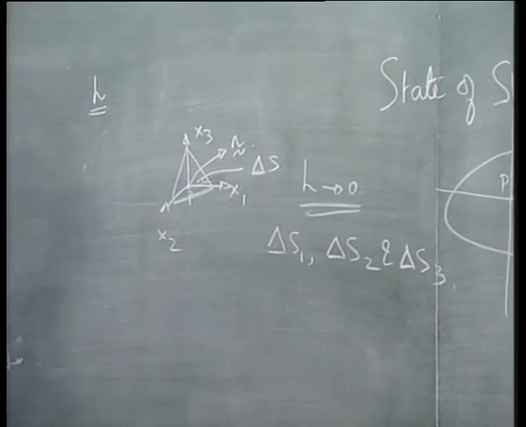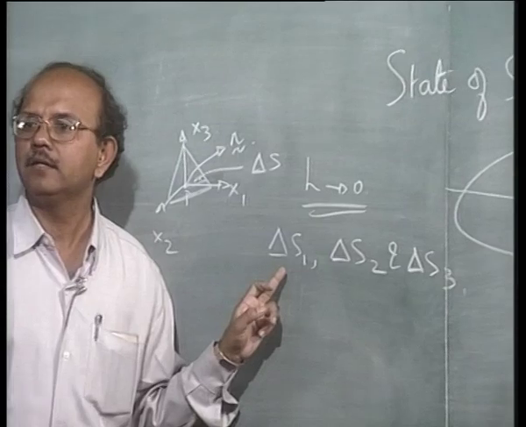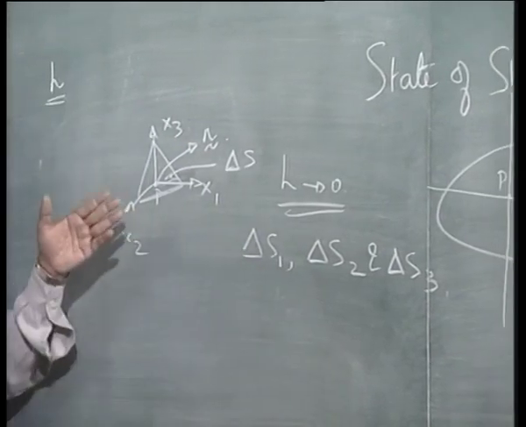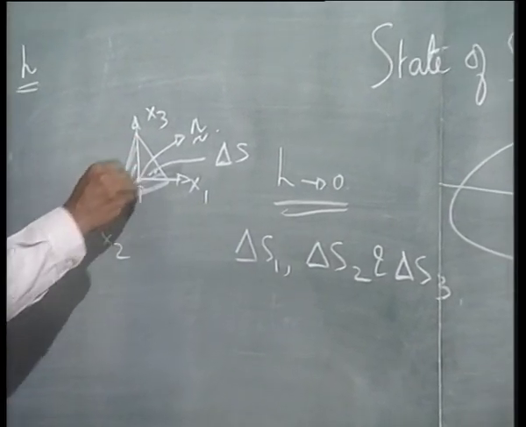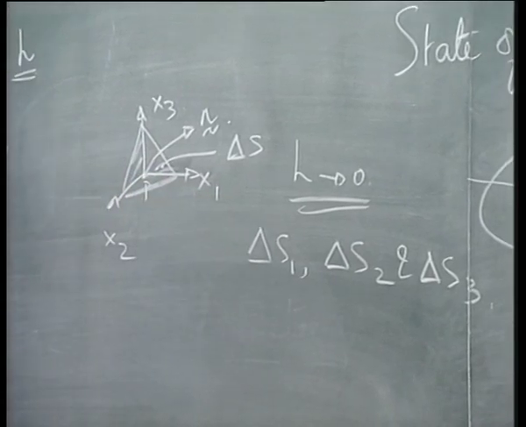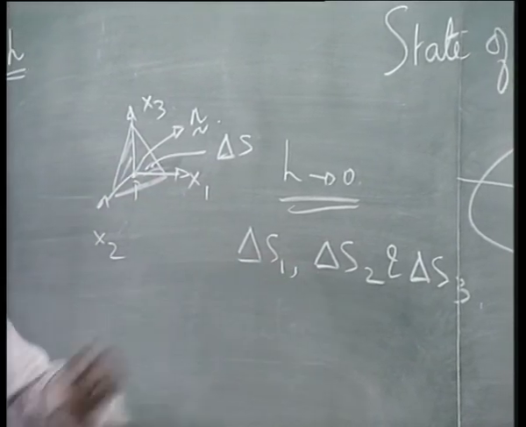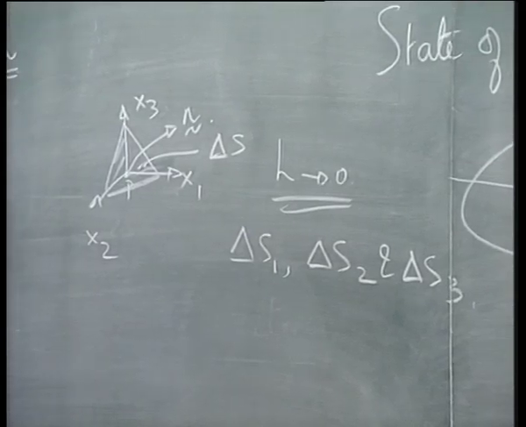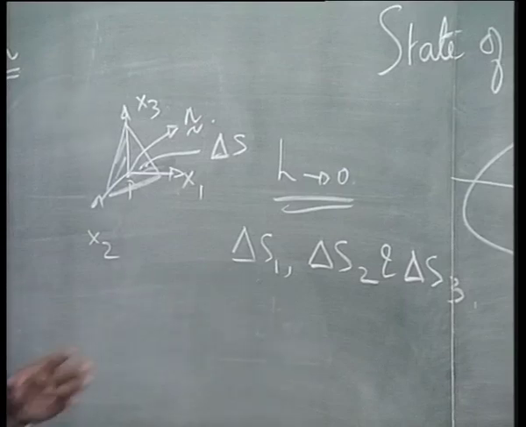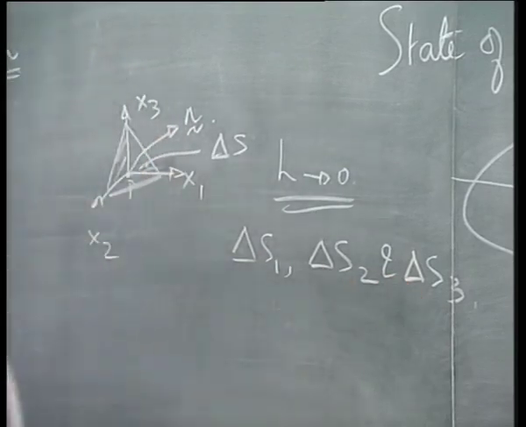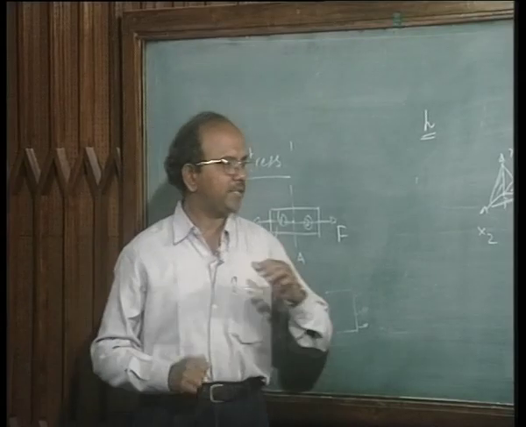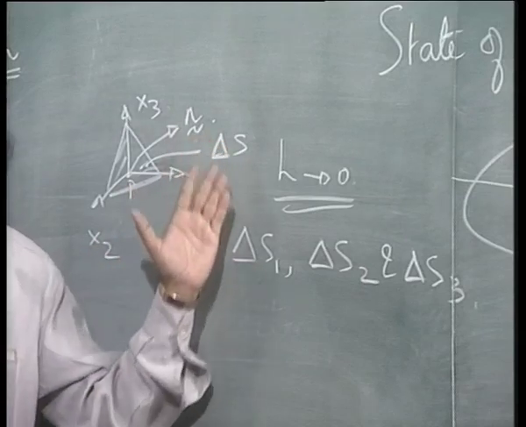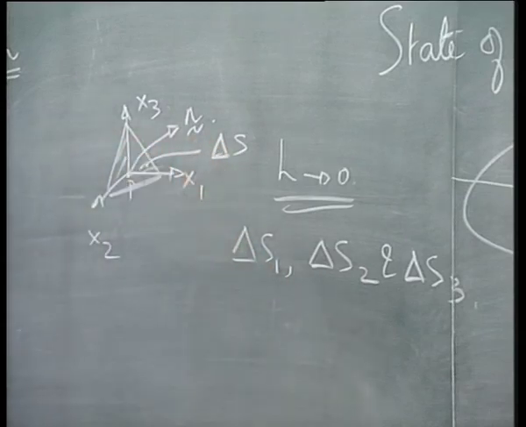In other words, delta S1 is the area of the plane whose normal is along x1, and delta S2 is the plane whose normal is in the 2 direction, and delta S3 is the plane whose normal is in the 3rd direction. Now, the relationship between delta S1 and delta S, delta S2 and delta S and so on is very clear.